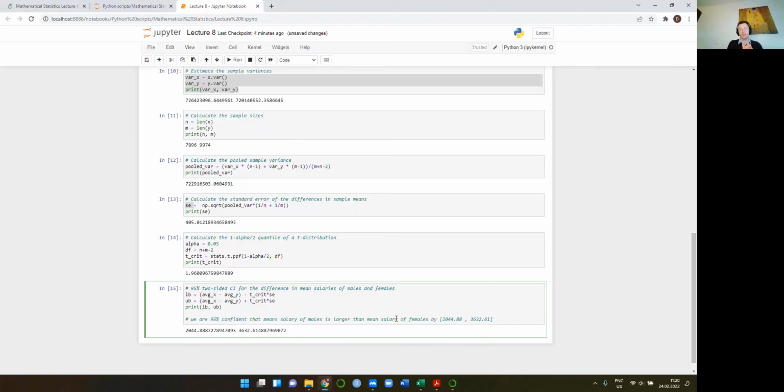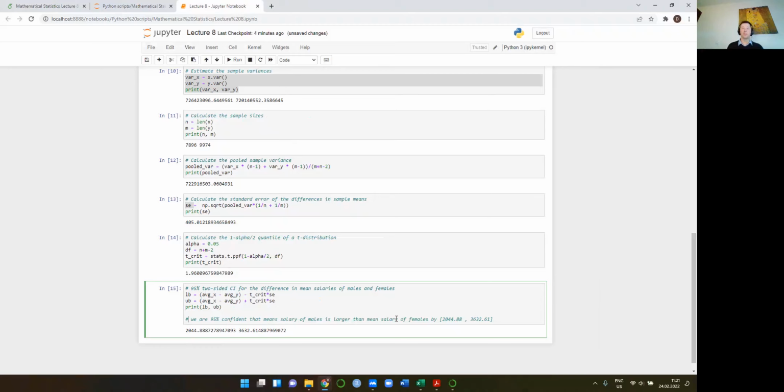So this difference is from $2,044 to $3,632. So that's what we have established. This is a 95% confidence interval for the difference between salaries.